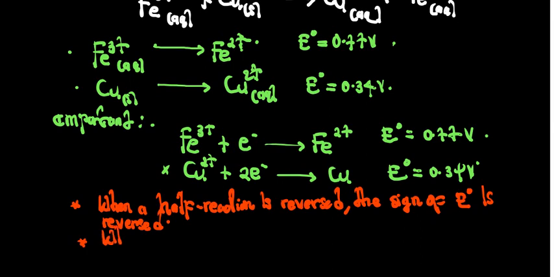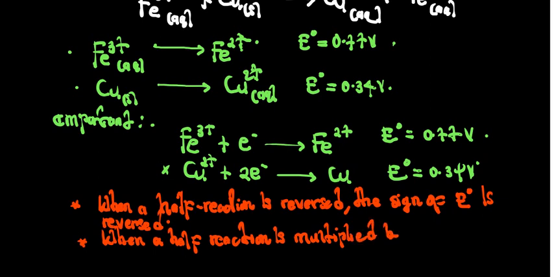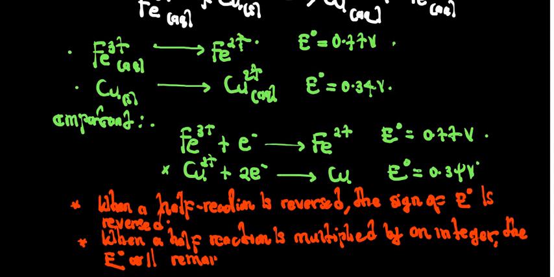So the other point is, when a half reaction is multiplied by an integer, the E cell just remains the same. It doesn't change, it remains the same. Hope you guys are able to see what I'm writing here.